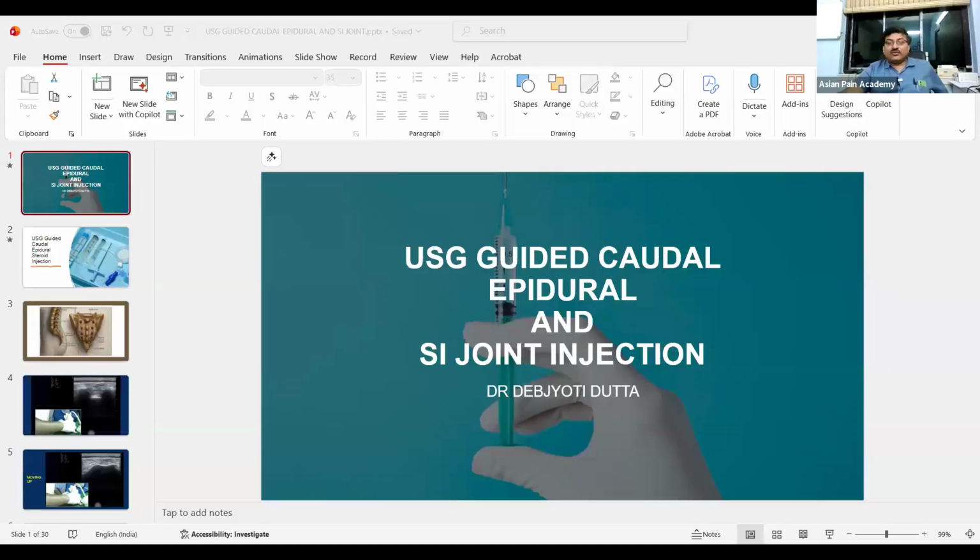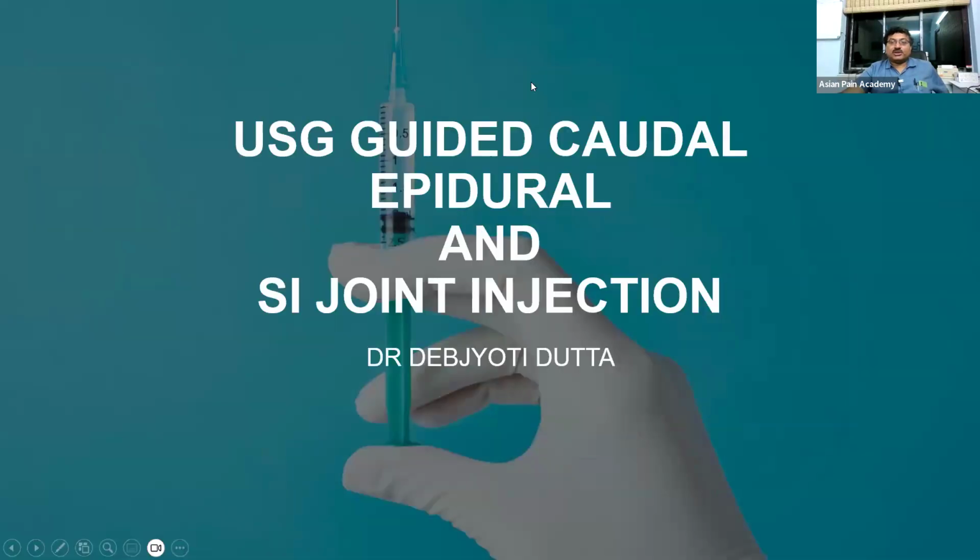Today we are going to discuss three areas that we have already discussed under fluoroscopy. For example, what are those areas? One is the SI, one is the facet, and one is the caudal epidural. Under fluoroscopy, we were doing it for a long period of time since we started our practice in 2009, 2010, and even today, for the last 15 years, we're doing it under fluoroscopy.